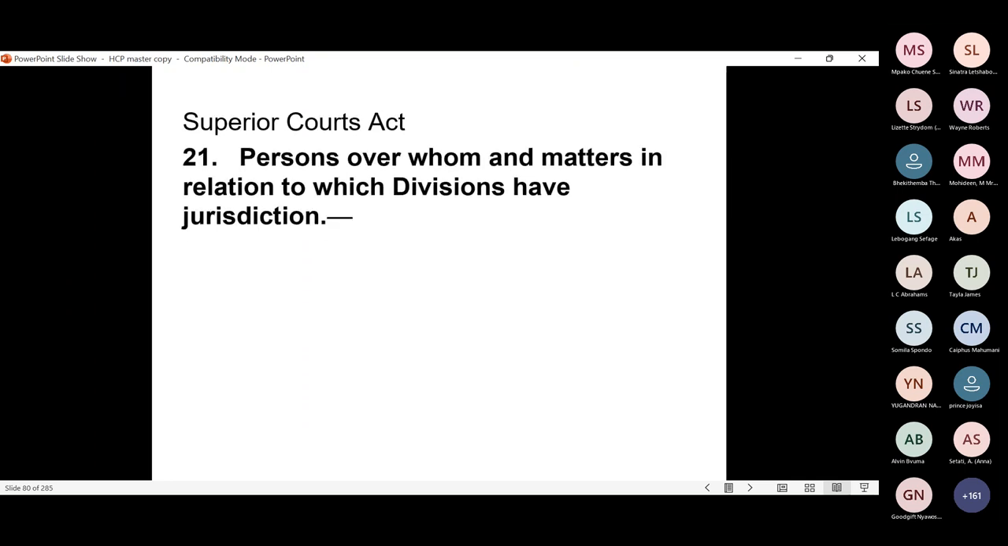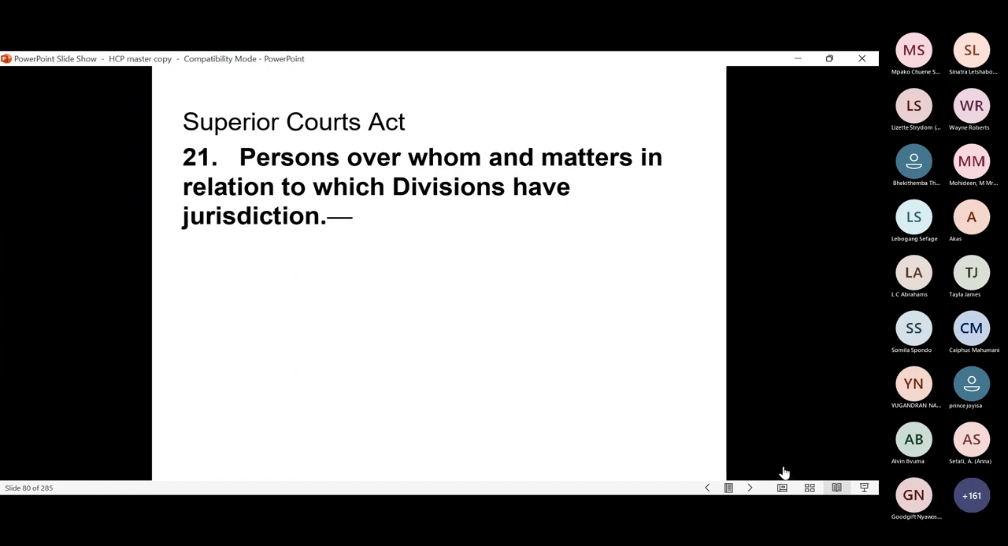In terms of Section 21 of the Superior Courts Act, the courts generally have jurisdiction over persons living inside its area of jurisdiction. The court will have jurisdiction if the cause of action arose in that area of jurisdiction, and in relation to all matters of which the court can take cognizance. If you read Section 21 of the Superior Courts Act, you will see that.